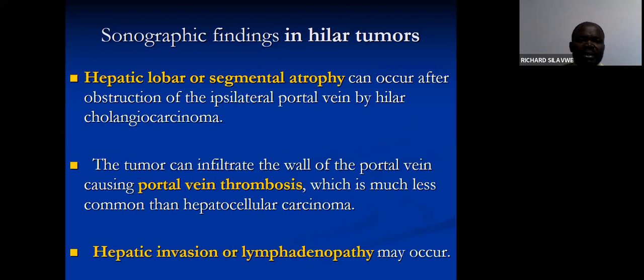Then hepatic lobar or segmental atrophy can occur after obstruction of the ipsilateral portal vein by hilar cholangiocarcinoma. So the tumor can infiltrate the wall of the portal vein, causing portal vein thrombosis, which is much less common than in hepatocellular carcinoma. Hepatic invasion or lymphadenopathy may occur.